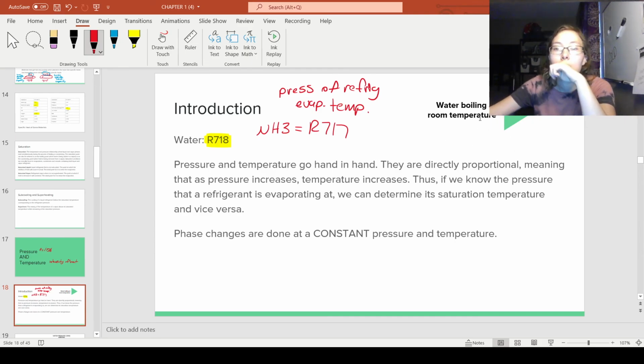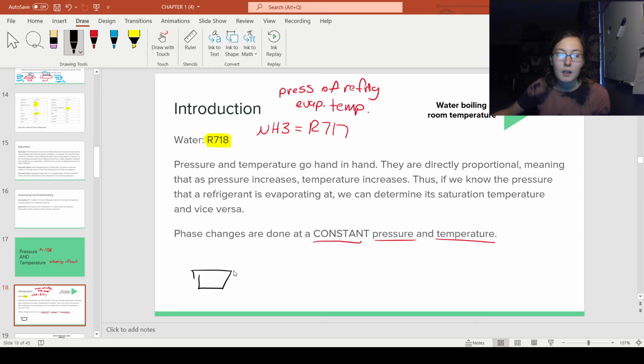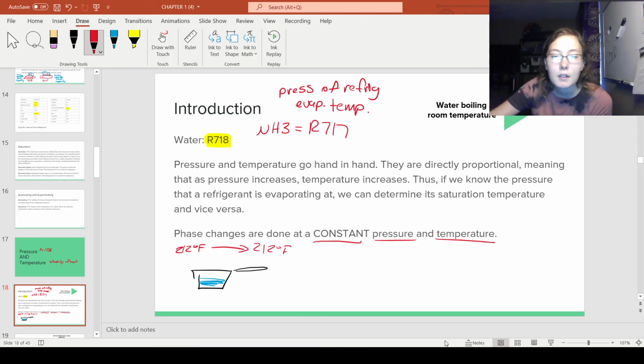So, let me show you this video here real quick. You also need to know that phase changes are done at a constant pressure and temperature. Okay? Remember we discussed that if you have a pot of water, okay, and you are boiling it, right? It's going to reach 212 and it's going to stay at 212 even as you continue to add heat until it is completely evaporated.